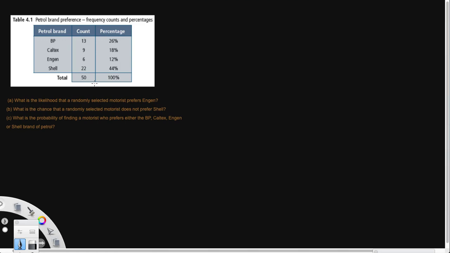So for this question, let's do it here. Let's consider A as the motorist that prefers engine. This is the probability of A.